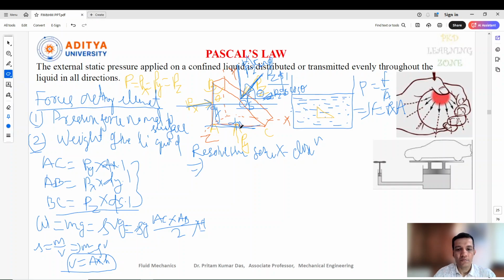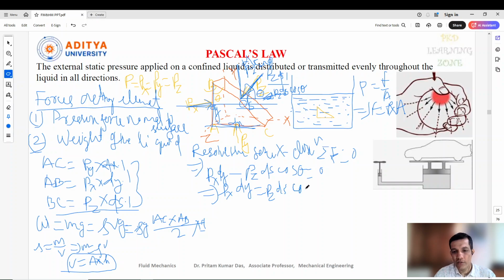Now in the x direction, what are the other forces? That is Px dy into 1, acting in the forward direction. The force Pz ds cos theta acts in the negative direction, so we consider minus. So Px dy minus Pz ds cos theta equals 0, because the summation of forces is 0. So Px dy equals Pz ds cos theta.